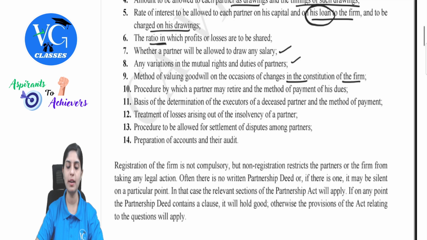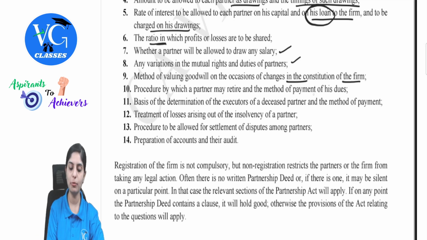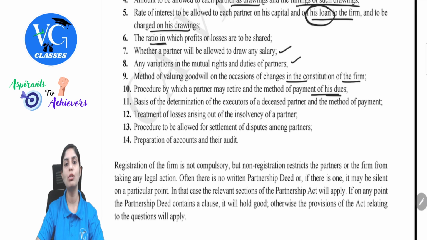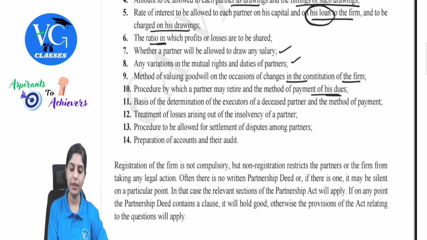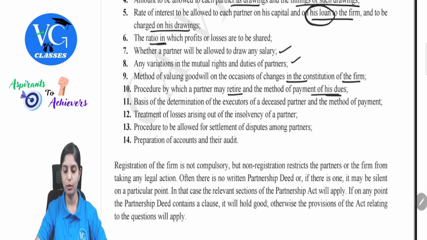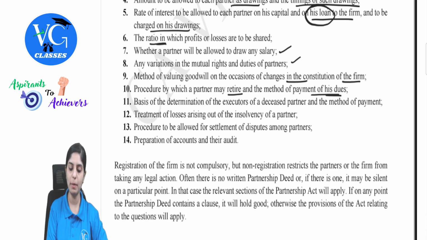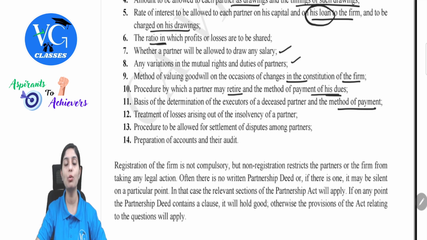Then the procedure by which a partner may retire and the method of payment of his dues. In partnership, there is also an activity of retirement. If that is relevant to partners, what is the way to retire and the method of payment of his dues? Basis of the determination of executors of a deceased partner and the method of payment. This happens when there is a death of a partner. That is, on what basis should we identify the executors? That point needs to be mentioned. And then what is the method of payment in order to settle the dues of the deceased partner?